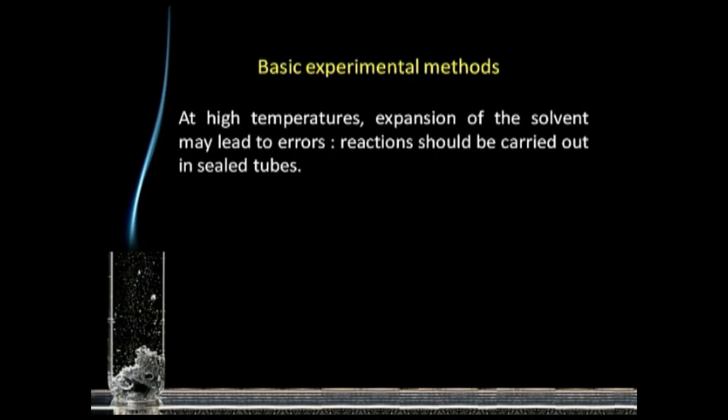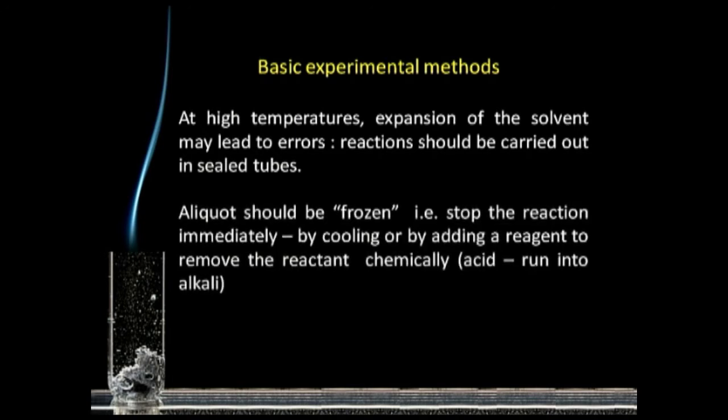In some reactions, we may have to work at high temperatures. In such a case, expansion of the solvent may lead to errors. The reactions should be carried out in sealed tubes. The aliquot that is withdrawn from the reaction mixture should be frozen. That means we have to cool it down. Here we take advantage of the slowing down of reactions at lower temperatures.